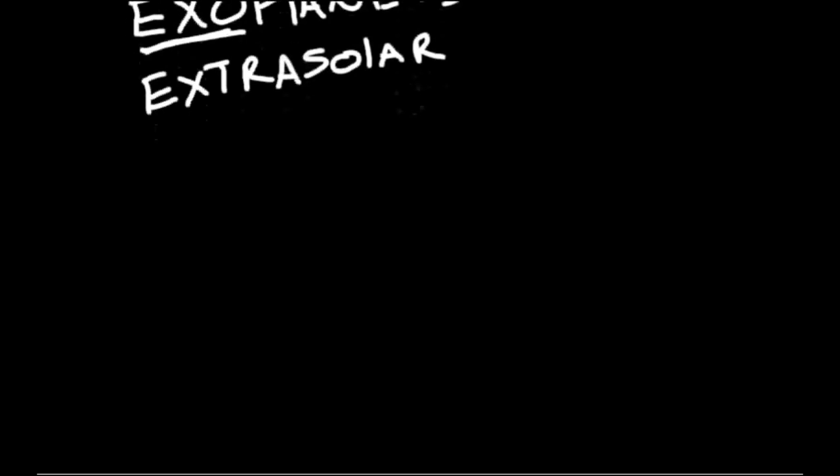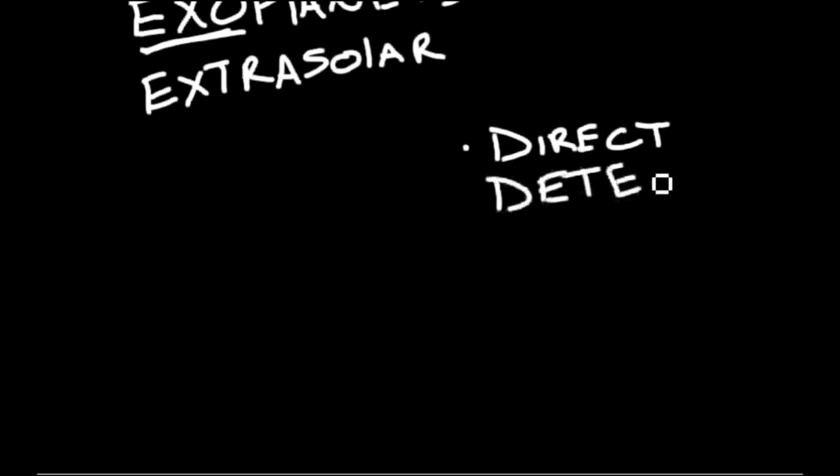So we have 4 different kinds of methods that we use. We have the direct detection. And this is the method that we would use for our own solar system. If we were looking at Jupiter or Saturn, maybe we're looking at Mars, we use direct detection. This means that we're looking at the actual object itself and using some maybe visible light, or maybe we're looking at it in infrared or some other part of the spectrum.